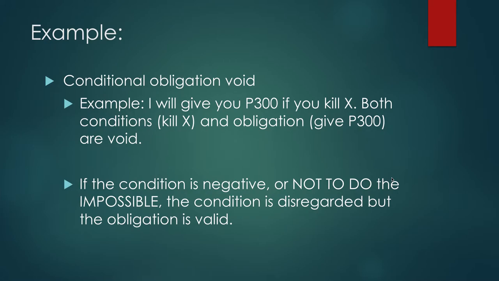Example, conditional obligation is void. Example will be, I will give you 300 pesos if you kill X. Both conditions, kill X and obligation give 300, are void. If the condition is negative or not to do the impossible, the condition is disregarded, but the obligation is valid. So if we tweak the example above and say, I will give you 300 if you do not kill X. Killing X is legally impossible because it is illegal, and therefore it's as if there is no suspensive condition, and therefore the obligation is valid, and that obligation is pure, meaning the obligation to give the 300 is demandable at once.